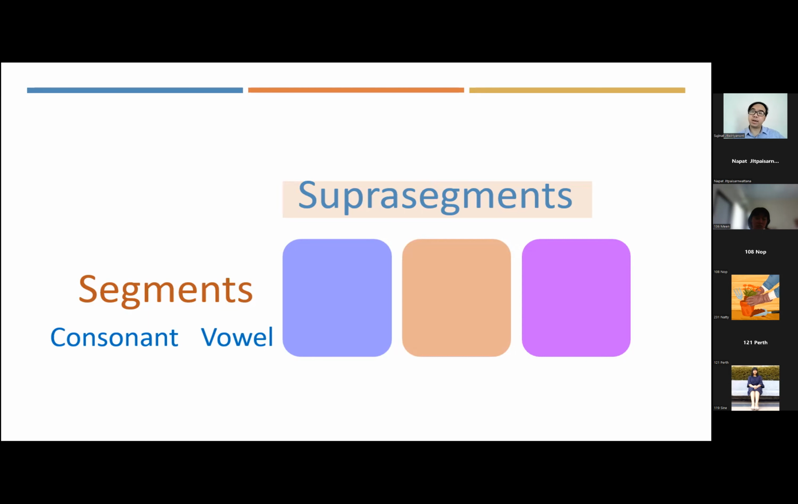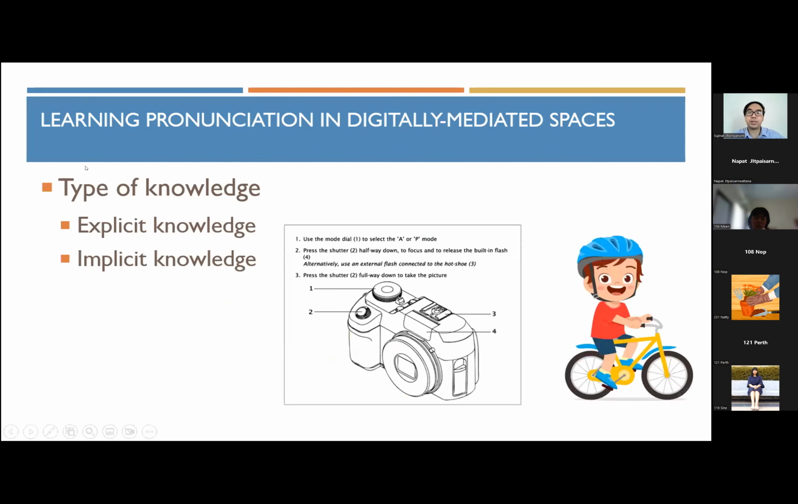When you learn pronunciation in a foreign language, there are two types of knowledge. The first one is explicit knowledge. The second one is implicit knowledge. What is explicit knowledge? Explicit knowledge is obvious knowledge that you are taught in the classroom. If I compare it to learning how to use a camera, it is like you have a manual and you know that you have to press this button and do it this way.